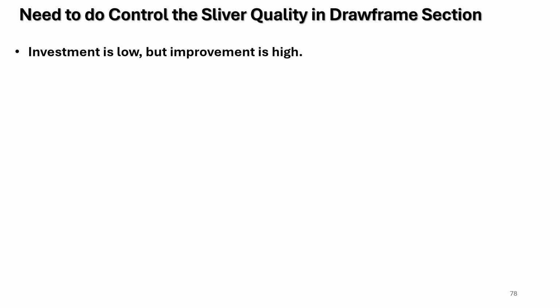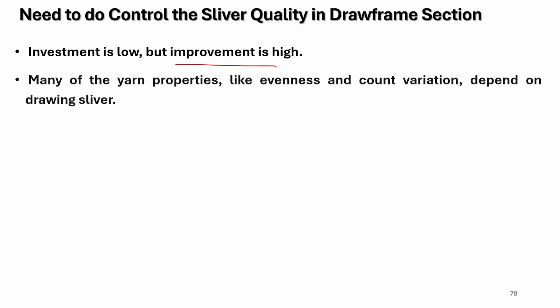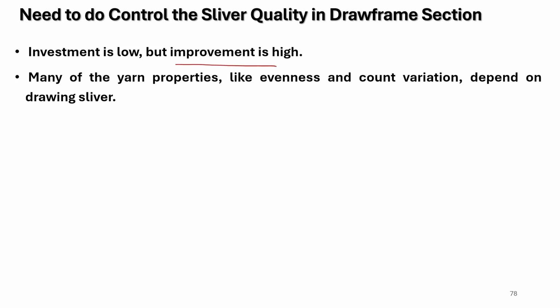So, what do we need to do to control the quality in the draw frame section? Investment is low here, but improvement is high. So, we can have higher improvement with a lower investment, and one should concentrate on improving the quality of the draw frame. In that case we will achieve better quality. Many yarn properties like evenness and count variation depend on the draw frame sliver, because there is no other process beyond the draw frame which can reduce the yarn irregularity.